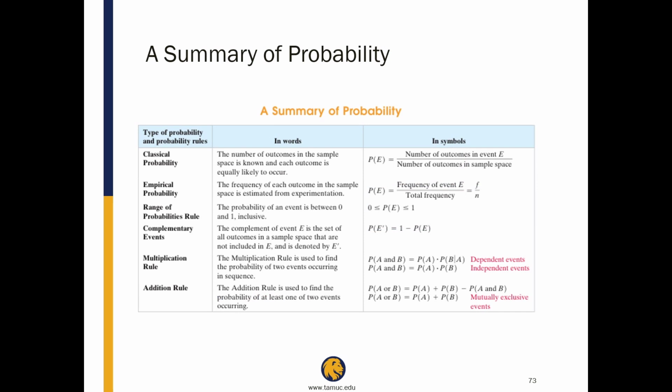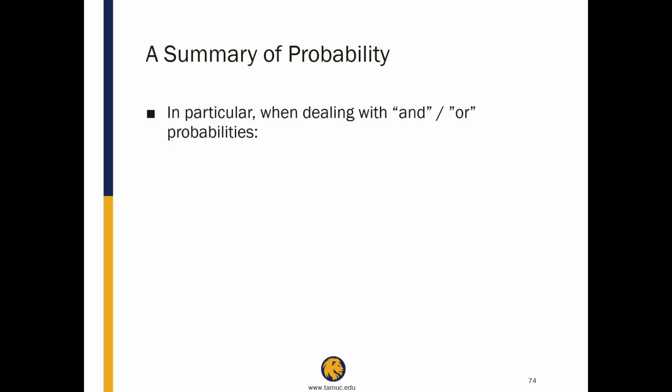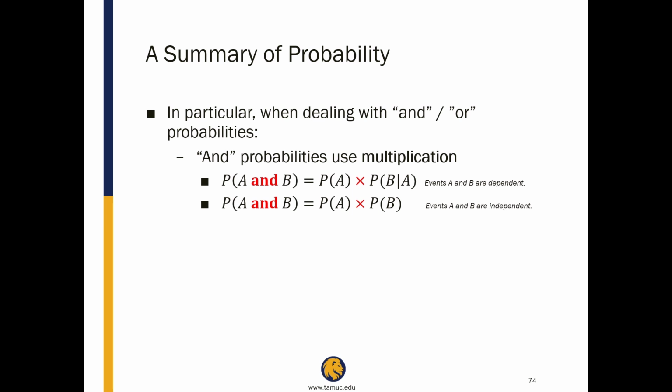So here's a summary of all the probability statements we've seen up till now. The topic of classical probability, empirical or frequency probability, the range of probability values, the complementary events or the complement of an event, and now the two that we've just seen in the last two sections, the multiplication rule and the addition rule. And I'd like to highlight specifically those probabilities that we've just seen with "and" or "or" involved. When it's an "and" probability, this event and this event happening, we use multiplication. And it depends on if it's dependent events or independent events how we have to go about doing that.